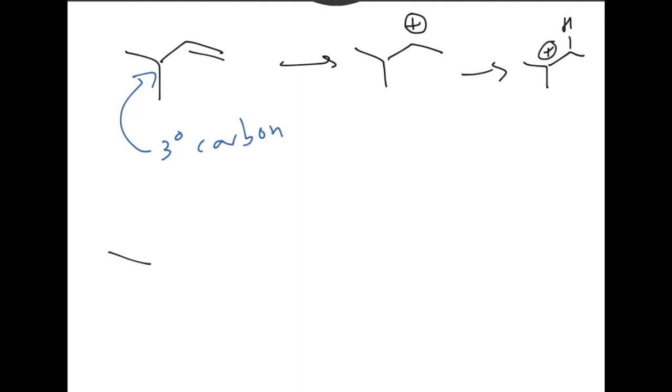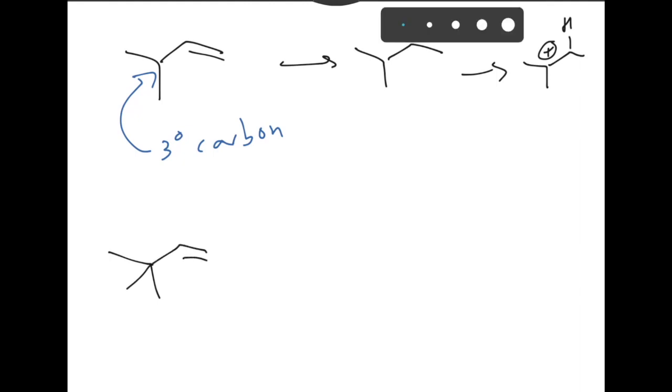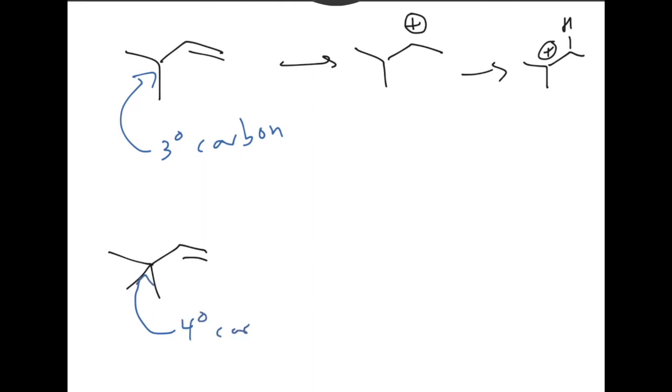Or your double bond is beside a quaternary carbon with methyls. We're only allowed to shift methyl groups. So if you have a quaternary carbon and it has a methyl group, you're able to do a 1,2 methyl shift. So again, you're going to make that carbocation.